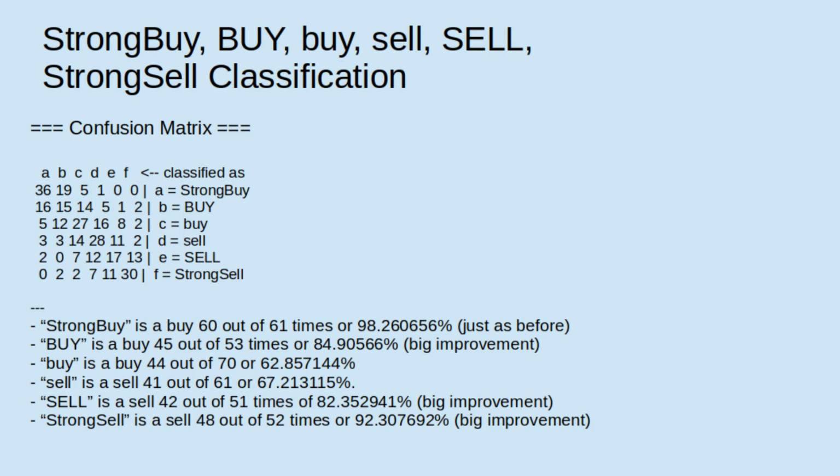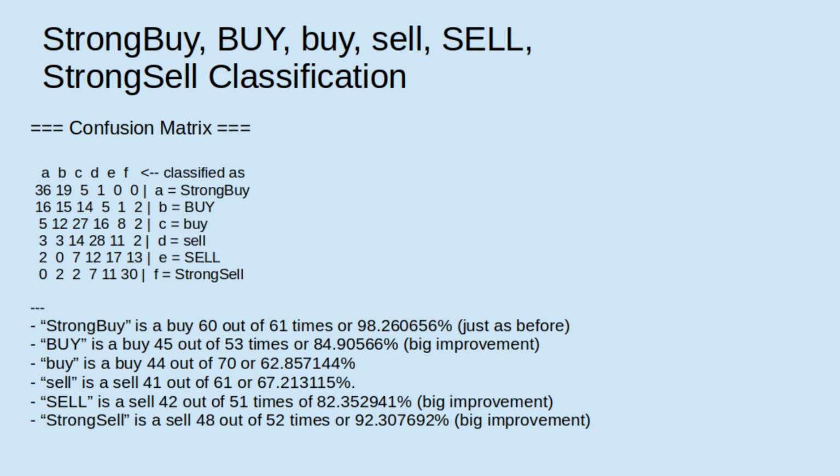for 67%. The capital sell, the sum of D, E, and F for line 5, is 42 out of all the calls for that line, which is 51. We get an 82% call, which is a big improvement. Finally, the strong sell, which is the sum of D, E, and F on the last line, divided by all the calls. It gets 48 correct calls out of 52, which is 92%, which is a fantastic sell indicator.